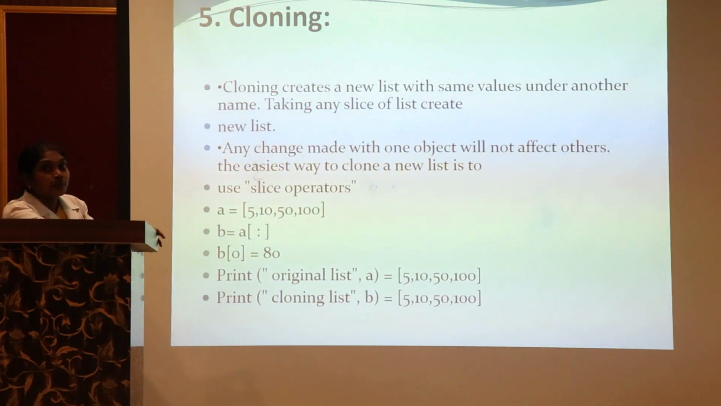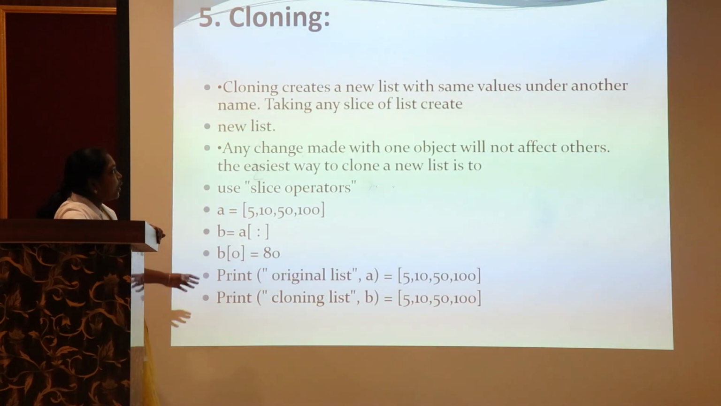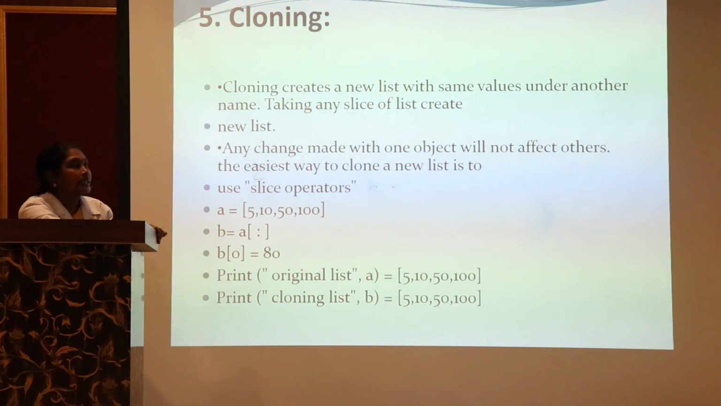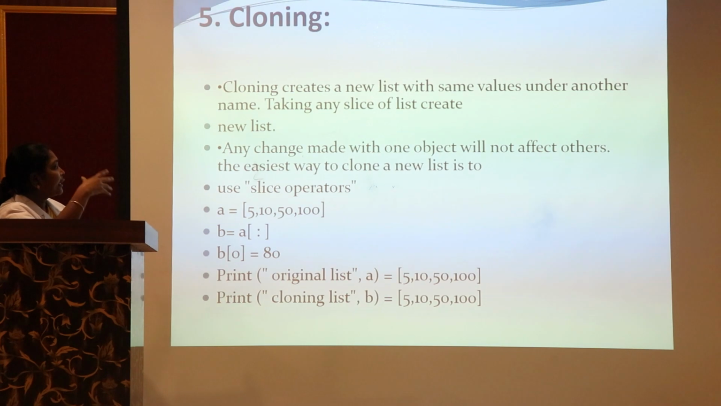So next we are going to cloning. Cloning is creating a new list, a new list with the same values under another name. Taking any slice of a list creates a new list. For example, I want to select any one list, and that particular data can be added to the list or the list can be sliced.